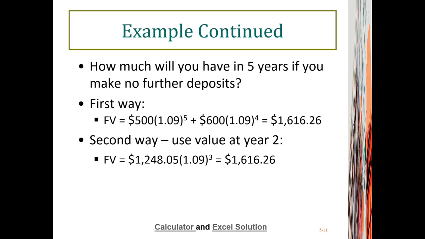And here it showed you how to calculate future value in 5 years instead of 4 years. And here the timeline will tell you that, okay, for the cash flow of $500, which occurs today, you need to compound it 5 times. And for the cash flow that occurs in 1 year, you need to compound it 4 times.